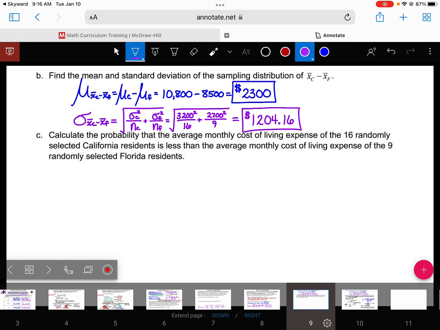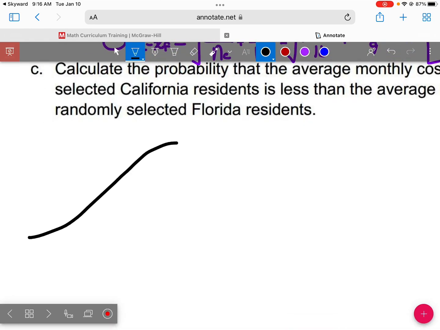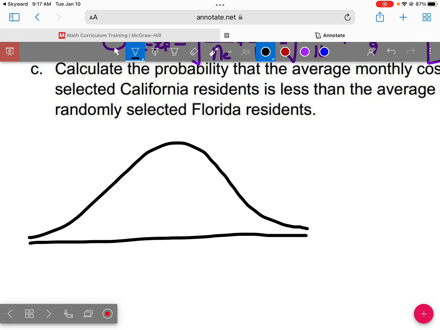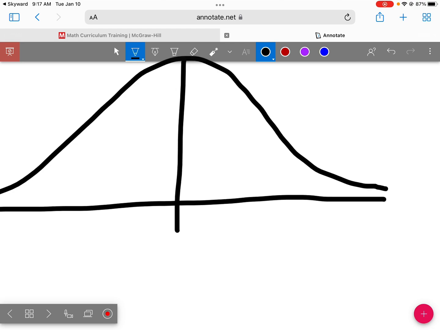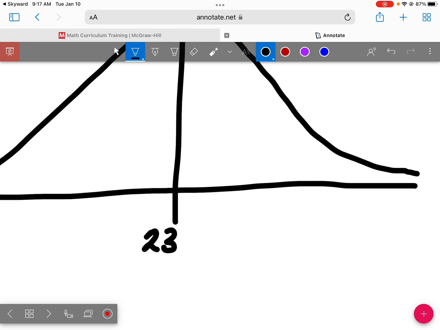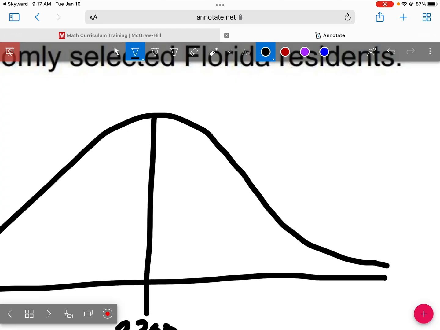If it's cheaper to live in California than it is to live in Florida, what kind of a number would we be seeing? A positive or a negative when I do the subtraction here? Negative. I'd be seeing a negative. So I'm going to draw my normal distribution here. What do I put right in the center? 2,300. My standard deviation is how much?